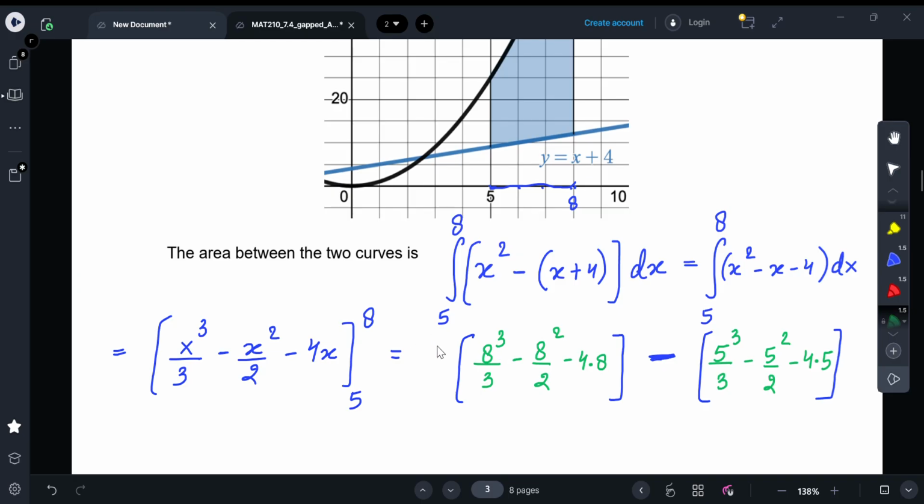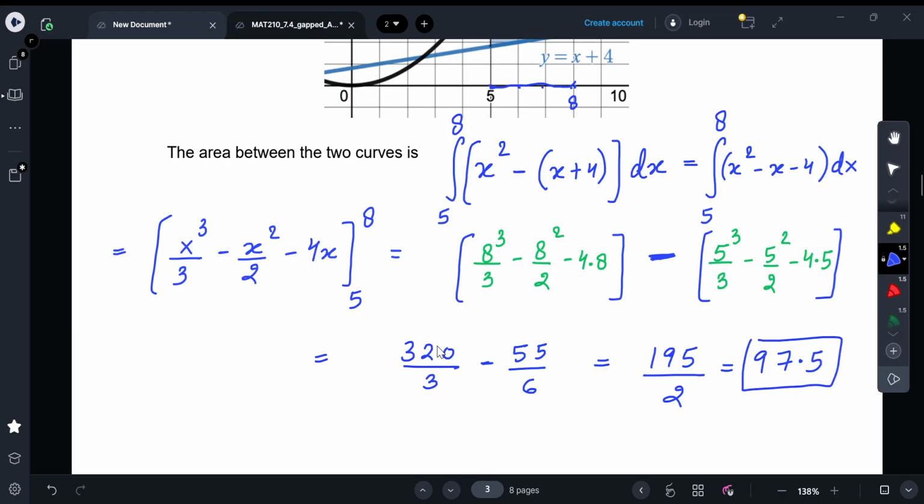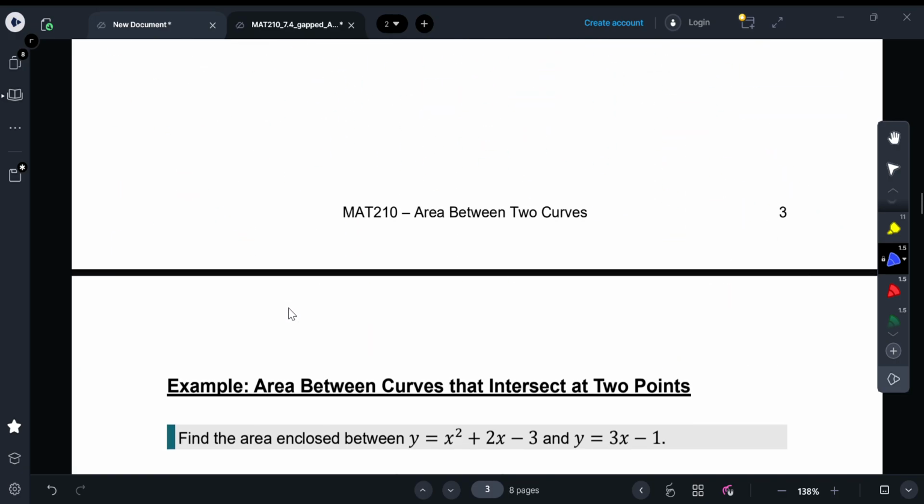Now, solve this, plug this in your calculator. I have full faith in you that you can calculate this. The first bracket, simplifying, will give me this. And the second bracket, when I simplify, will give me this. When I subtract them, you should be getting, in other words, this is 97.5. So the area between the curve is 97.5 units. Square units, right? That's the value.